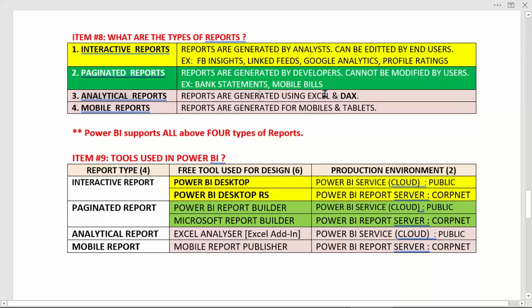Analytical reports: Excel and DAX will give us the analytical reports, part of our course. Mobile reports for mobiles and smart clocks and mobile apps. 4 types of reports we need to learn and implement. To work with the 4 types, we have 6 design tools. 2 for interactive report, 1 tool for cloud, 1 tool for report server. 2 for paginated reports, 1 for report builder, cloud, the other one Microsoft Report Builder, report server.